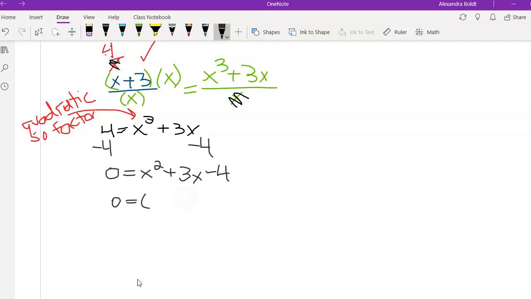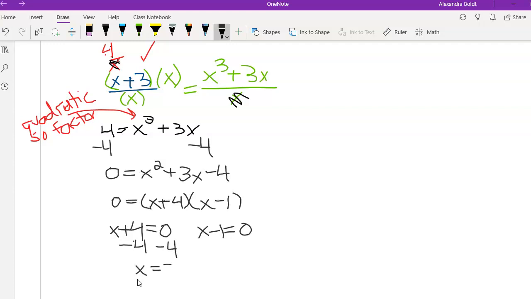So what are my two numbers that add to 3 but multiply to negative 4? Well, that's x plus 4. So those are my two factors. So now I have x plus 4 equals 0, and x minus 1 equals 0. Subtract 4. Add 1. And those are your two answers.